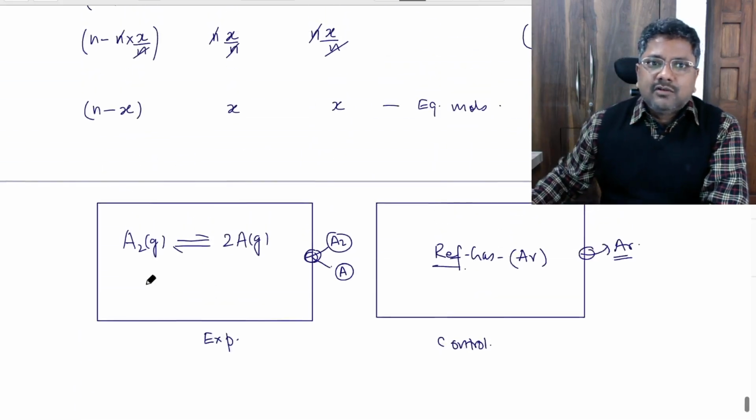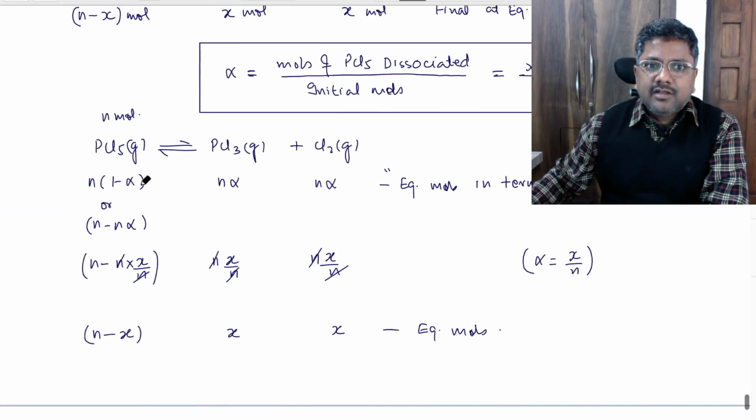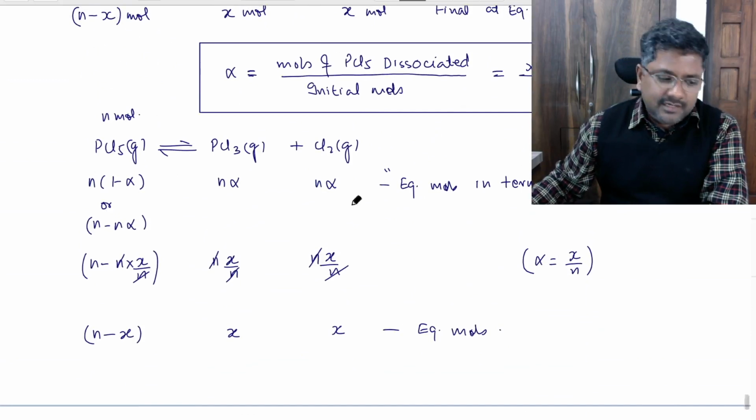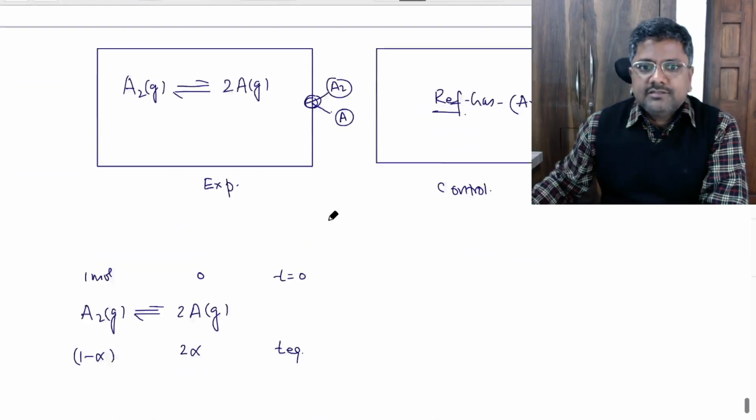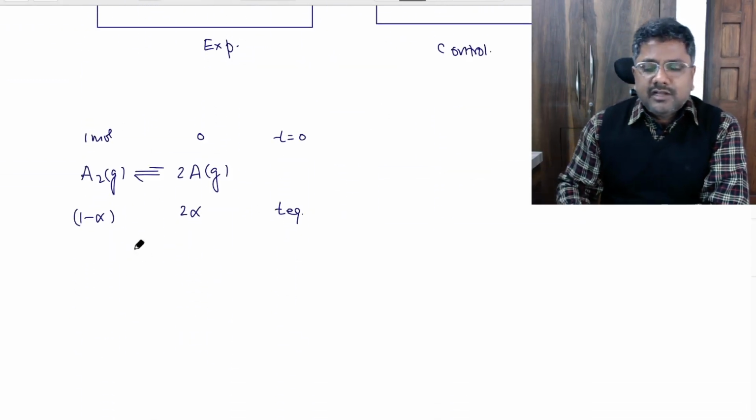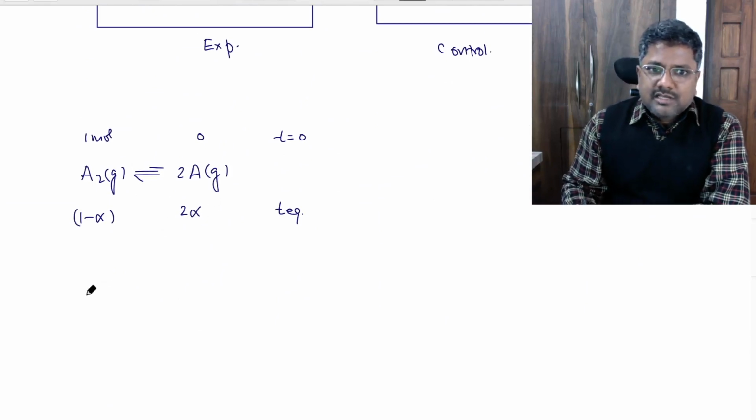If you want, you can see here I have written 1 minus alpha, so multiplied by n, so here n alpha will be the product, right? So in this way you can write 1 minus alpha plus 2 alpha. So what is the average molar mass of mixture?